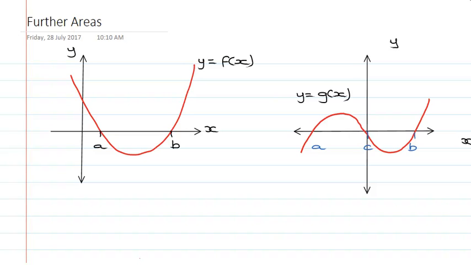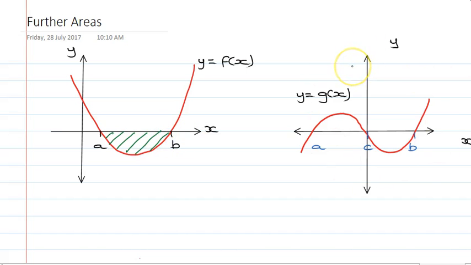Today we're going to learn about further areas. Within these two diagrams we can see that there is a curve and an x-axis. There are two intercepts on this graph, A and B. What we have created here is an area bounded between the curve and the x-axis.